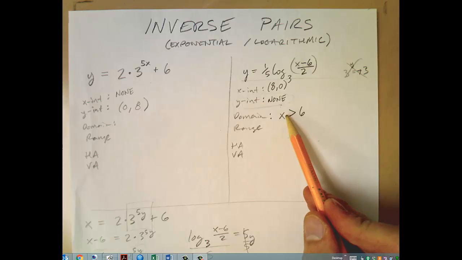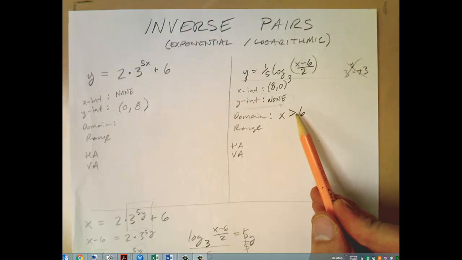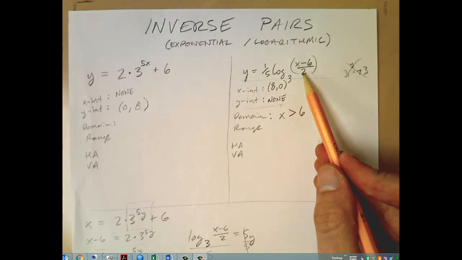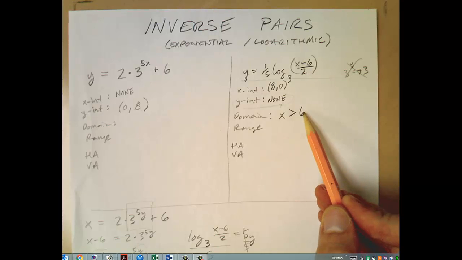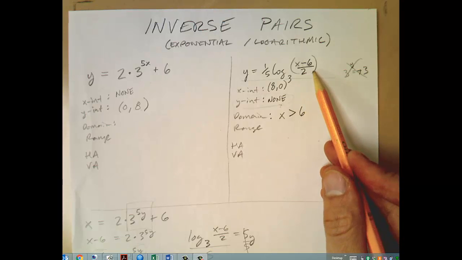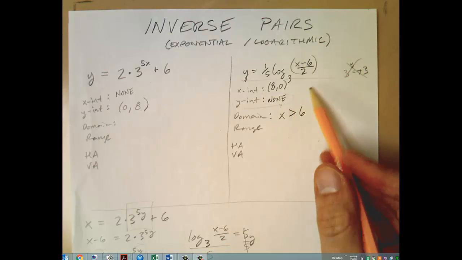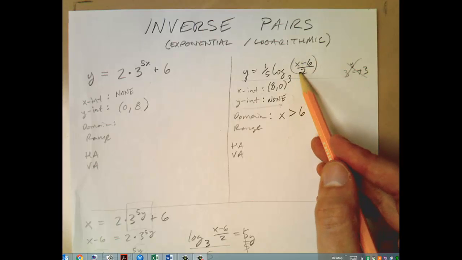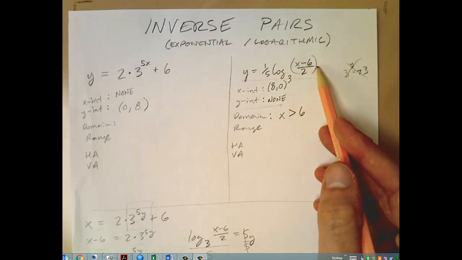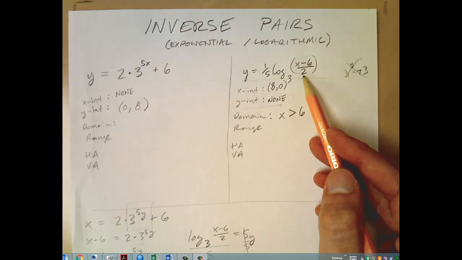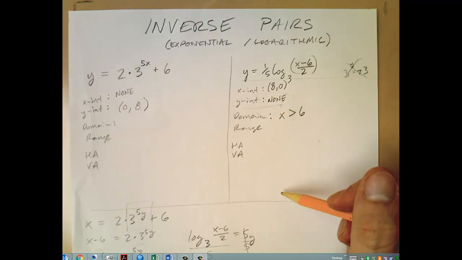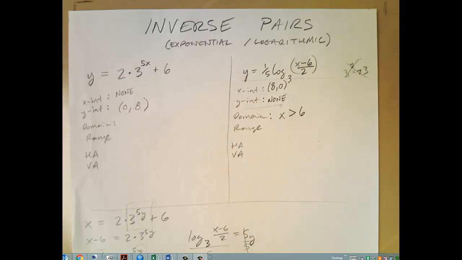X can be anything greater than 6, but it can't be 6, or the argument would be 0. And it can't be less than 6, because then the argument would be a negative number, right? So if we graph this thing, we'll see that. As a matter of fact, why don't we graph it?